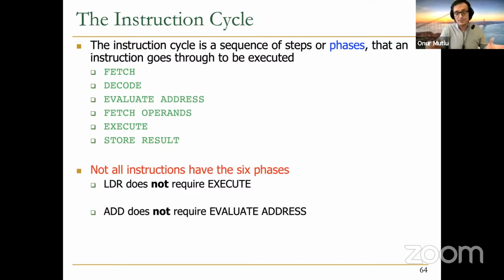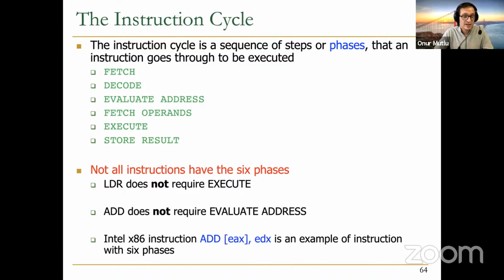Okay, so hopefully this is going to be even more clear as we go through different instructions. So Intel x86 instruction, for example, has a different add. You don't need to know exactly what this is, but this means take a value in a register and then get a value from a memory location, add them, and store the result in the memory location. It's an example of an instruction with all 6 phases.